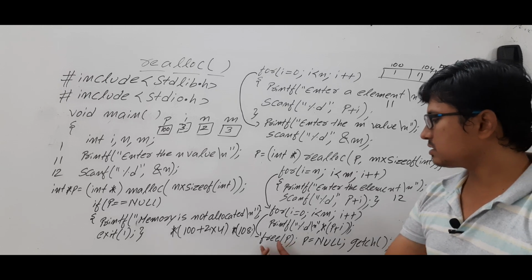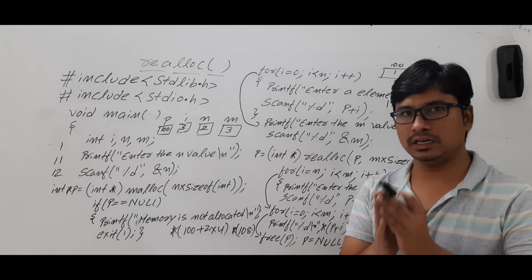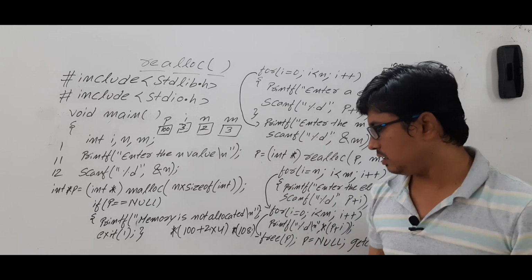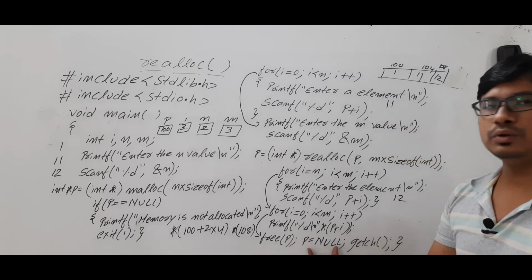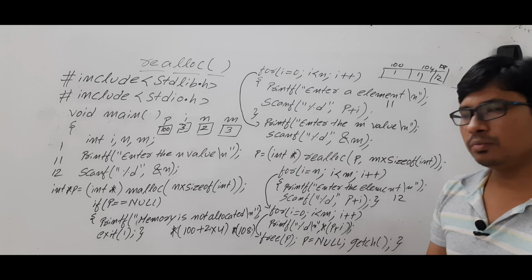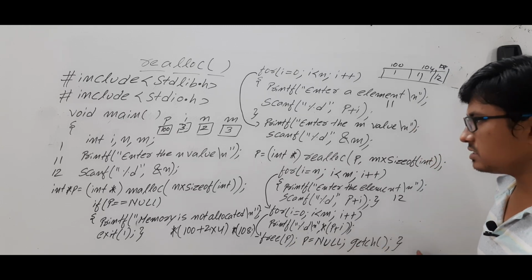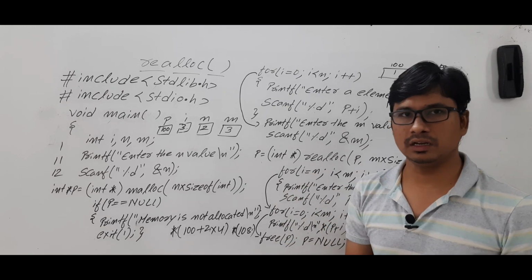What is the next statement there? Free p. It is your duty, whatever memory is allocated dynamically, to release the memory using a function called free. Once you have released it, it is your duty to assign a null value to the pointer to avoid the dangling pointer problem, and you write getch and close it. So this is the C program to make you understand the realloc function.